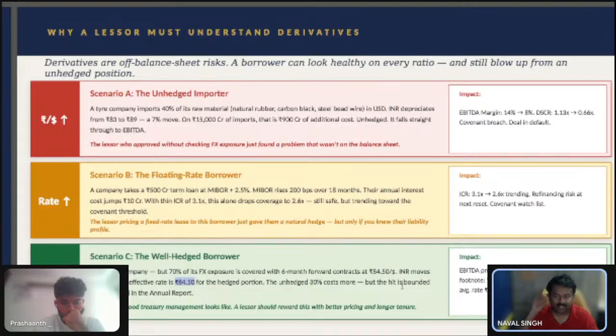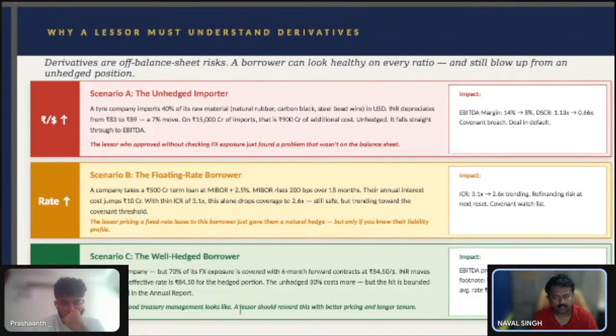So they may not have purchased all the dollars at forward contracts. They may have purchased 50% of dollar or 30% or 70%, but they have reduced the hit by a large amount. This is exactly like buying an insurance. The insurance premium is low, but the insurance is very big. So whenever you get a hit, the insurance takes care of it. So the hit is bounded and disclosed in the annual report. This is what good treasury management looks like.